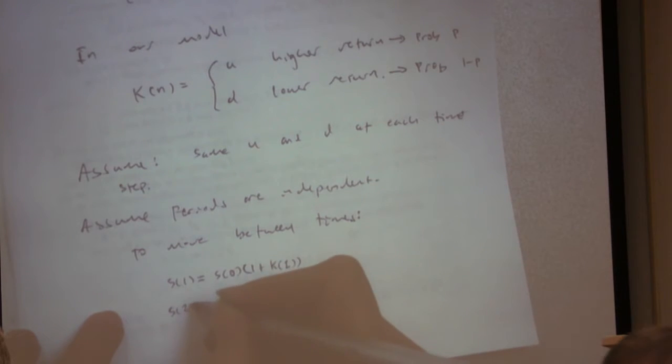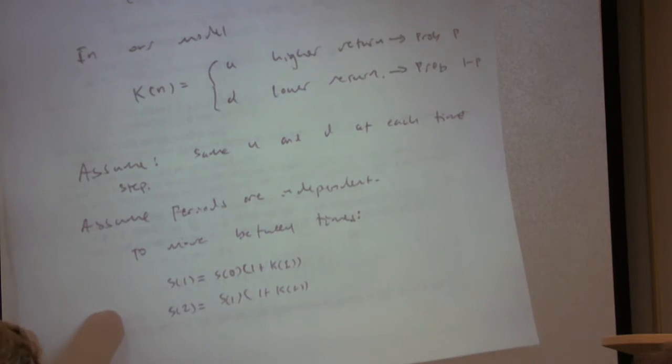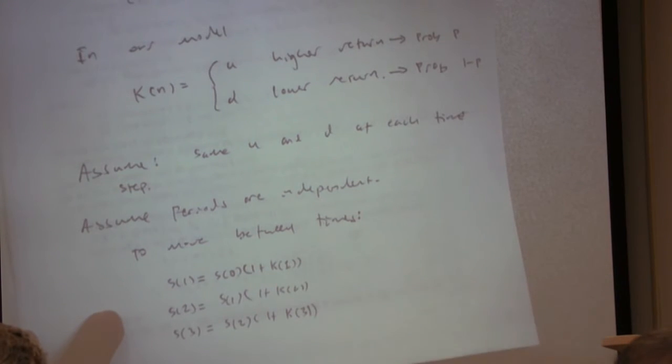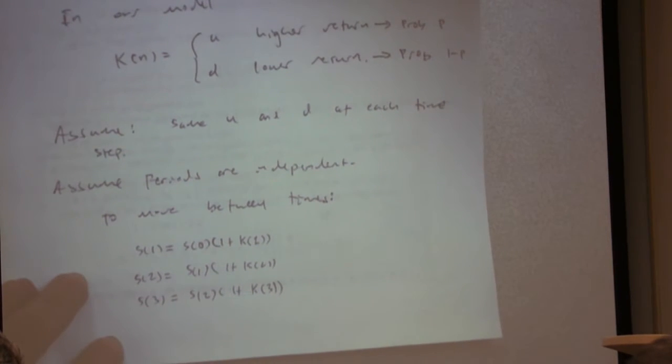Okay, same thing here. S of 2 is S of 1 times 1 plus K of 2. And so on and so forth. Because they're independent, it doesn't refer back to S of 0. It doesn't matter what S of 0 was at all. Absolutely. Yeah. Well, you could recreate it if you wanted to.